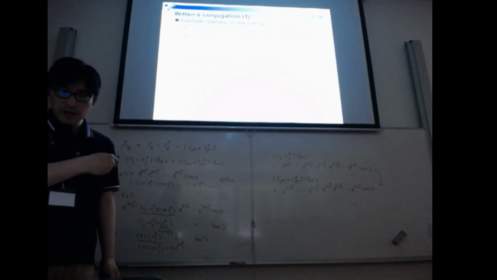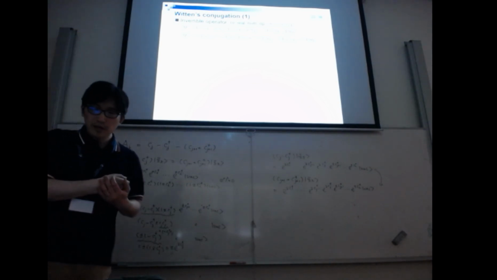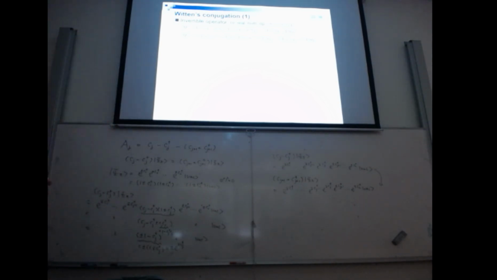Okay, now let's consider the Witten's conjugation of the model. Here's an invertible operator M, which is defined by this number operator n. And the inverse looks like this. Now you can consider the conjugation of C and C dagger by M. And if this is correct, then you get the conjugation of A this way. And let me prove it.